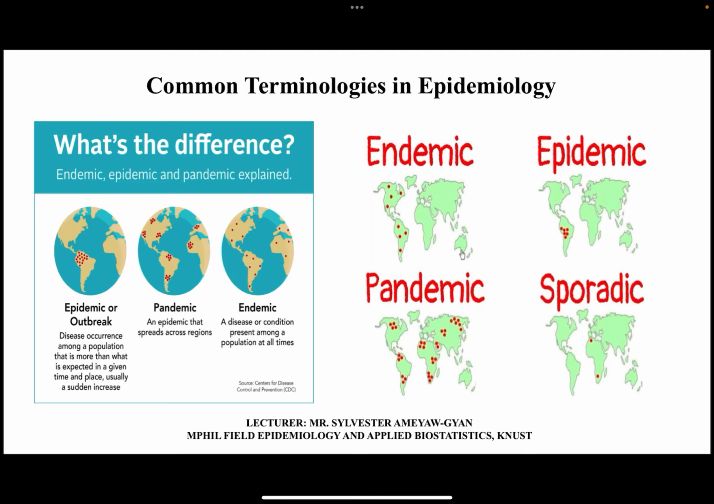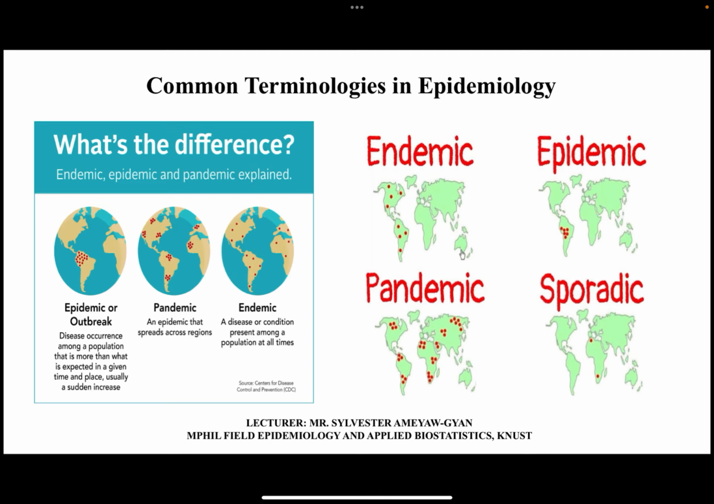So for example, if we take a particular condition and in a given period, let's say a month, we usually expect 5 cases of that condition to occur. And for a particular month, we are recording 50 compared to the 5 we usually expect in a month. Then we can say it's an epidemic. The condition has now become an epidemic condition. So when we say epidemic, it means more cases than what is expected for a particular condition.